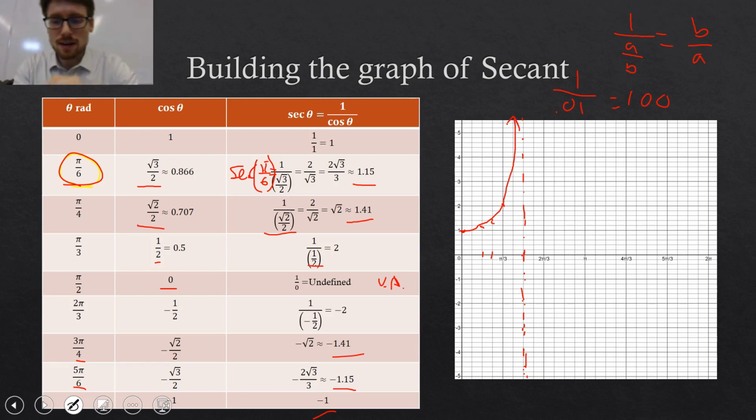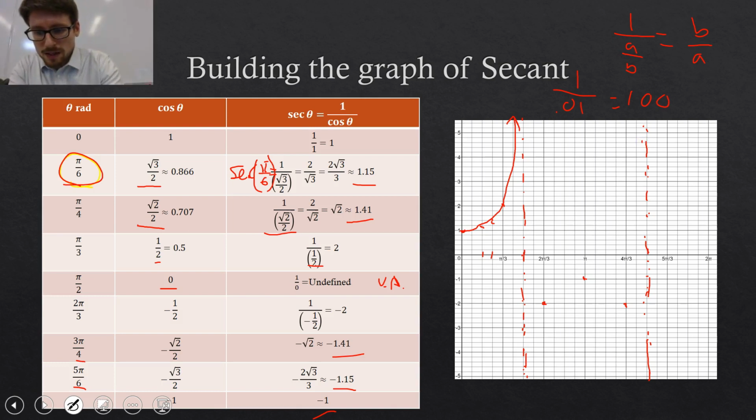Go up to infinity like that. Okay, and then carrying on, as we move past pi over 2, at 2 pi over 3 we have -2. At pi we have -1, so I'm going to plot -1. At 4 pi over 3 we're also going to have -2. We get another vertical asymptote at 3 pi over 2. That's the other time the cosine is 0. So there's another vertical asymptote.